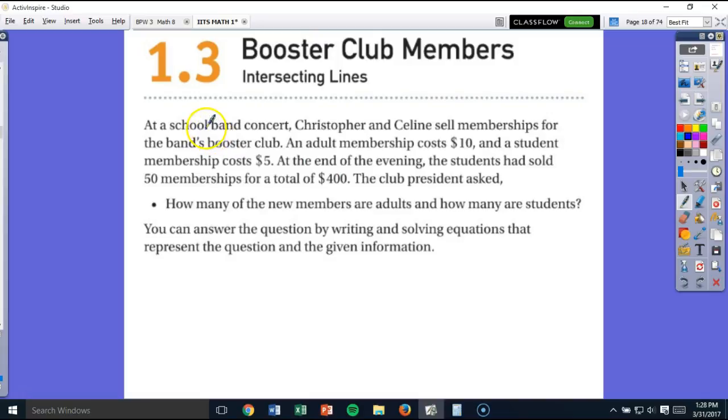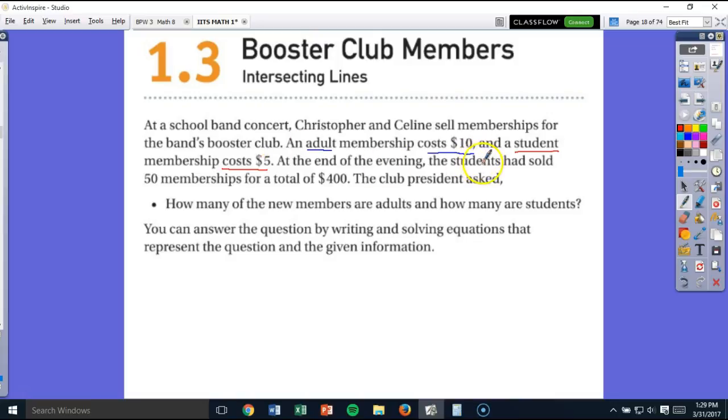It tells us at a school band concert, Christopher and Celine sell memberships for the band's booster club. An adult membership costs $10, and a student membership costs $5. This is pretty similar to the shirts and caps profit that we did in 1.1, so hopefully think back to that to help you out with this if you need to.